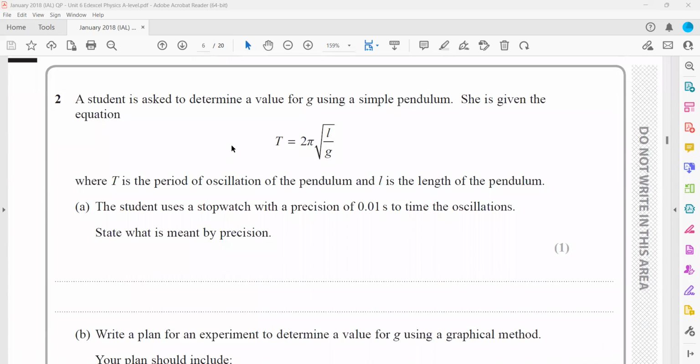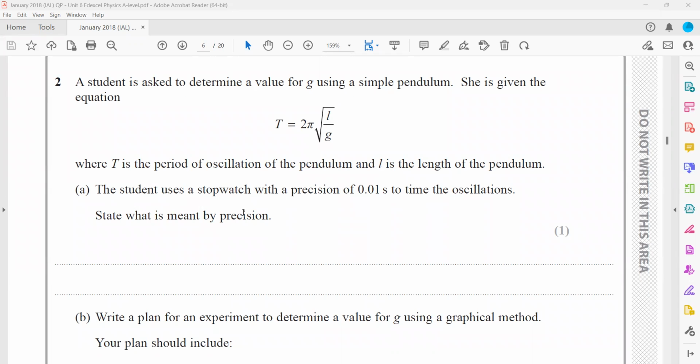Then in question 2, a student is asked to determine the value of g using a simple pendulum, where T is representing the time period of the oscillation. T is equal to 2 pi under root L divided by g. The student uses a stopwatch with a precision of 0.01 second to time the oscillation.